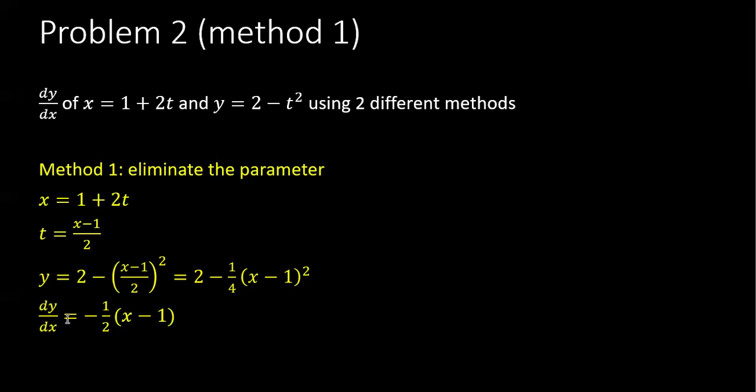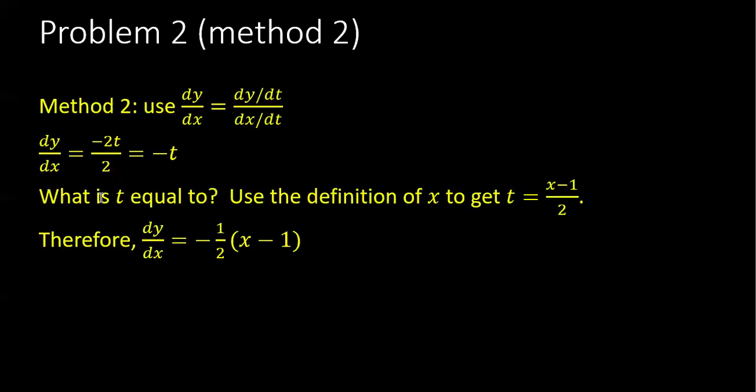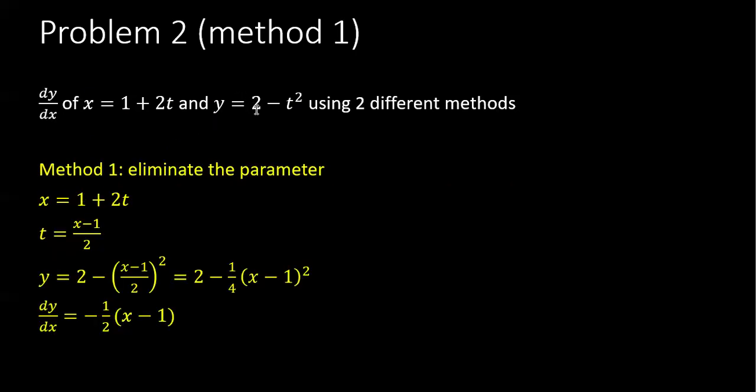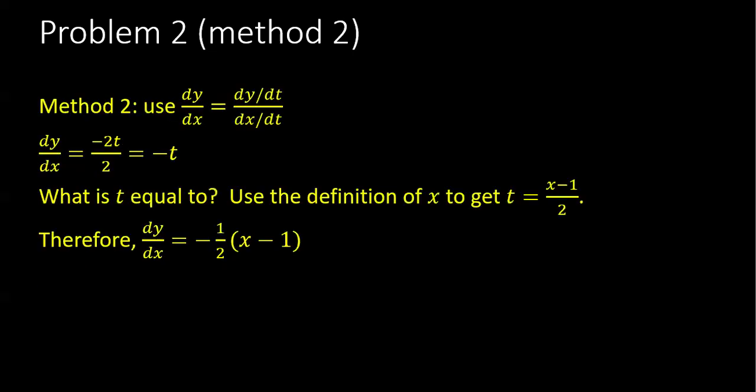Okay, so differentiate from here. dy dx is derivative of 2 is just 0. Here we need the chain rule, so it'll become minus half times x minus 1 to the first power. Hey, that's one way. Method two, we can use that same formula as before. dy dt over dx dt. So derivative of y with respect to t, let's go back to here, that would just be minus 2t. Derivative of x with respect to t is just 2. So minus 2t over 2, which is minus t.